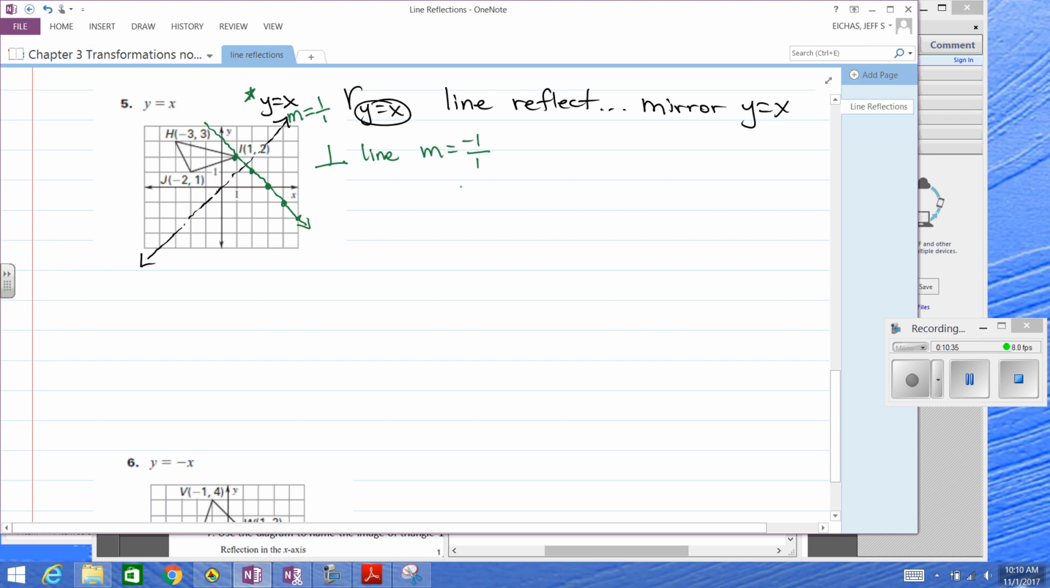I'm going to have to do that with all the points. Okay, J. I'm going to have to use this path. So this is the path I'm going to use for J. It's going to be a perpendicular path. Now, you've got to trust me on this. Draw the path first.